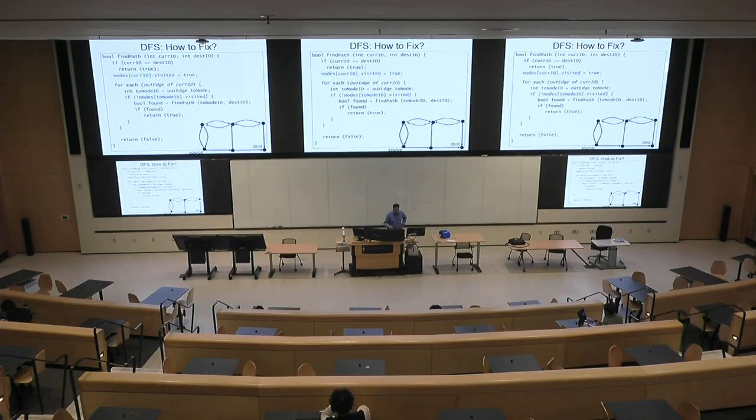Okay, so let's visualize how this works. We start at our source and call our find path routine. That's not our destination, so we're going to mark it as visited. I've colored it red to say I've marked it as visited. And then I'm going to look at where I can get to from here.